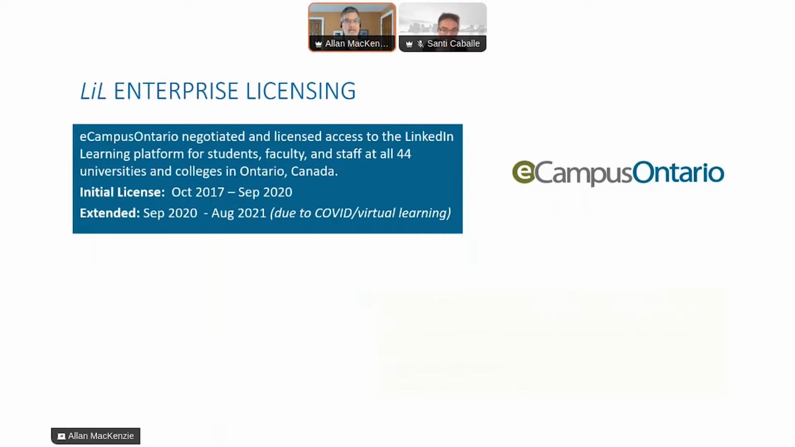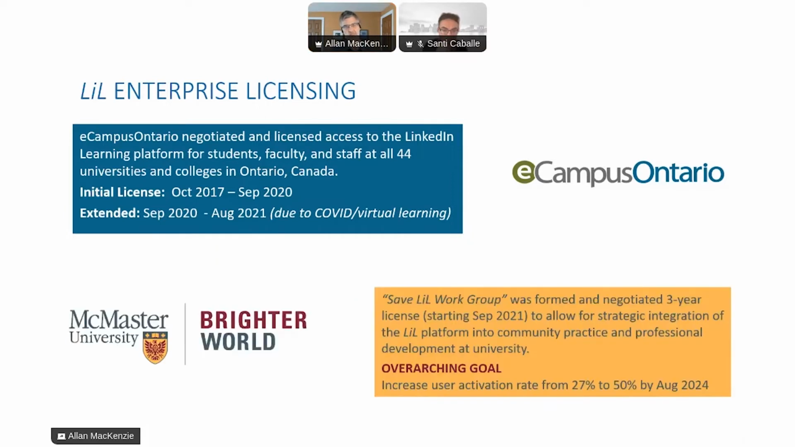And so what happened is my university, McMaster University, took on their own enterprise license. They formed what they called a Save the LinkedIn Learning Group. And they negotiated a license to be able to do that, and a number of other universities in Ontario did the same thing, about 12 in total. And they have a goal to reach a level of about 50% usage of this across the university by all stakeholders who have access to that. So that's students, faculty, and staff, and they have access to this resource for free. Currently, the adoption rate is around 27%.